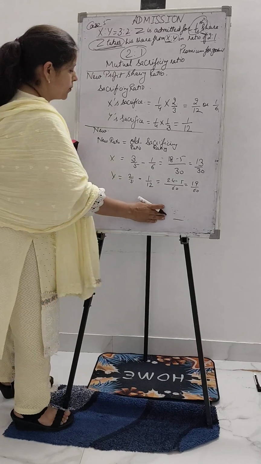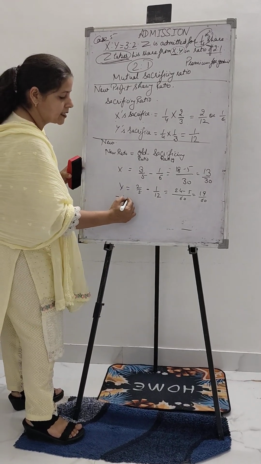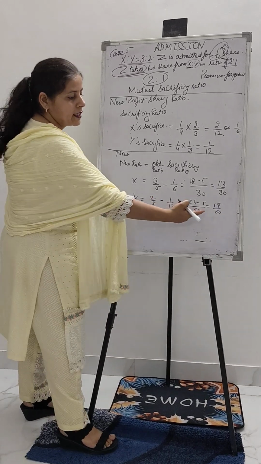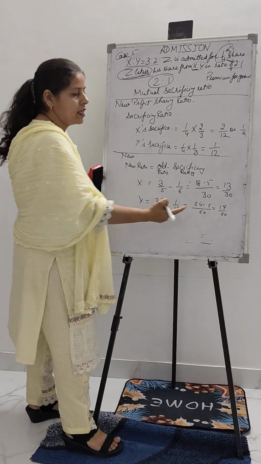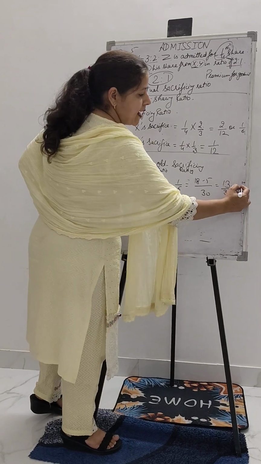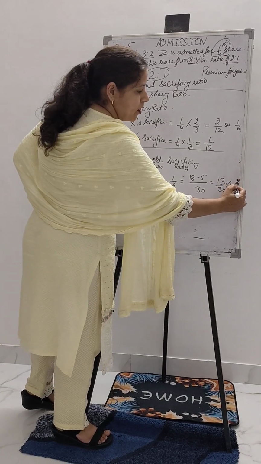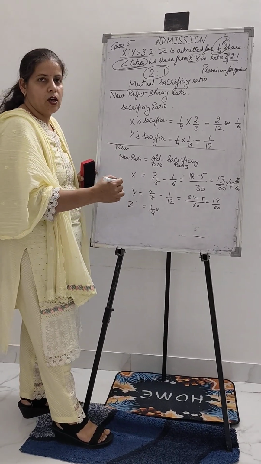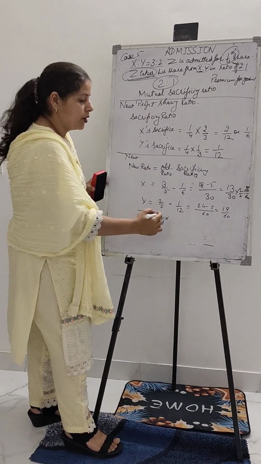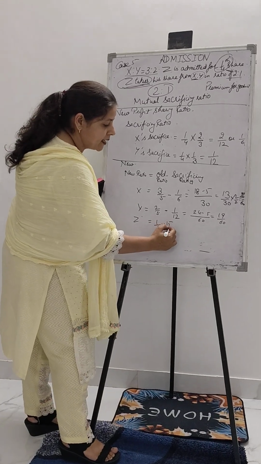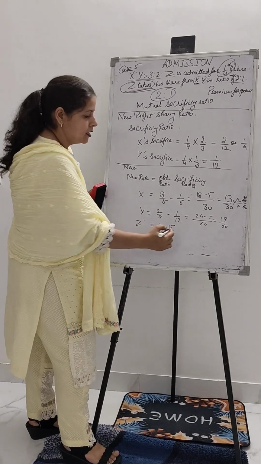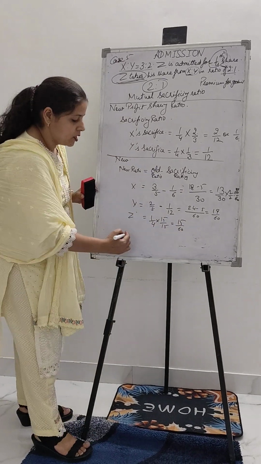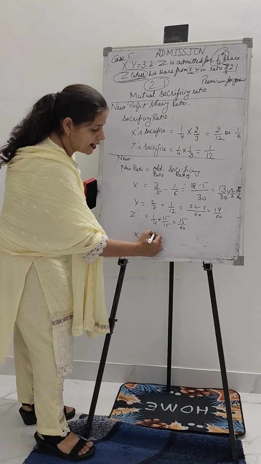Taking LCM over here, we got the value that is 19/60. For the new profit sharing ratio, Z's share was 1/4. Now, here the highest denominator is 60. We need to make them 60. The value would be 26/60 here. Here also we need to make the denominator 60, so we multiply by 15 to get 60 over here. So 15/60.